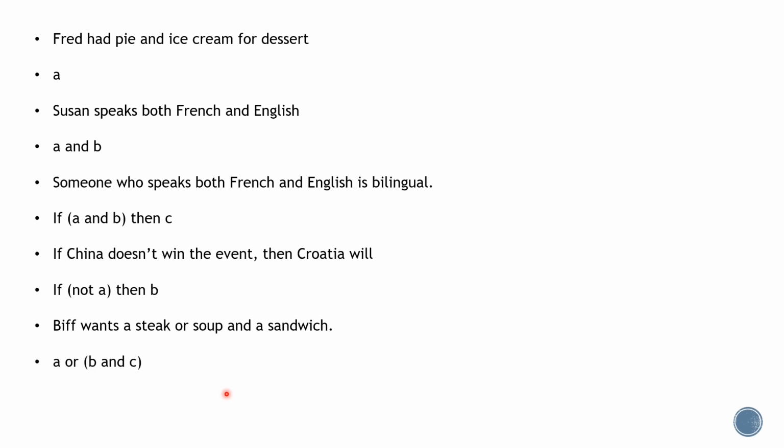Okay, and that's what we're going to get here. We're going to get A or B and C. So he wants a steak or soup and a sandwich. So he's trying to decide between steak on the one hand or soup and a sandwich on the other hand, not steak or soup along with a sandwich, right?